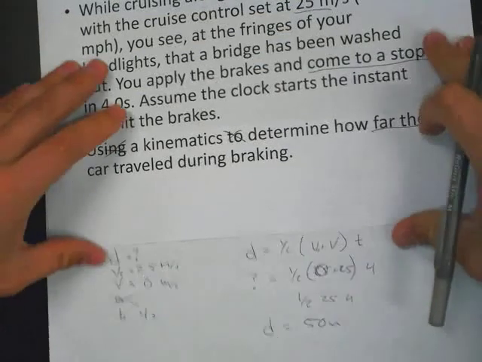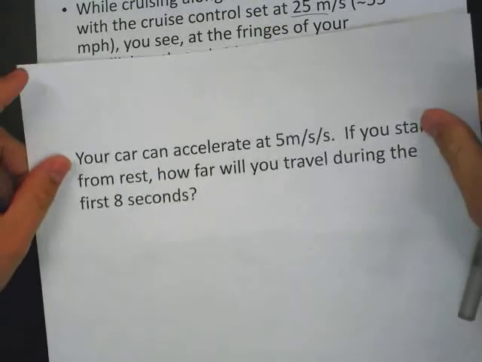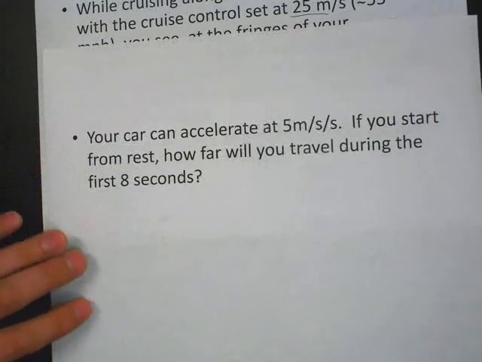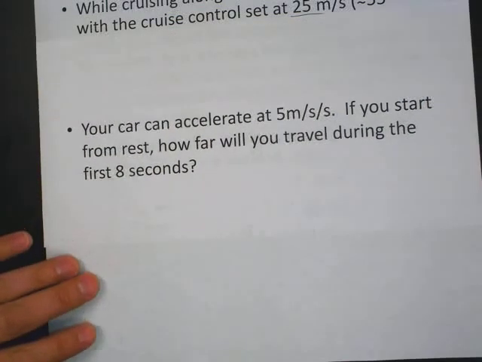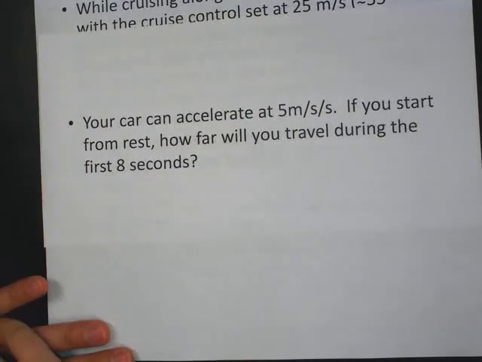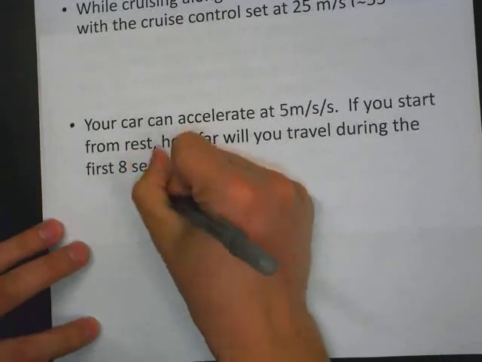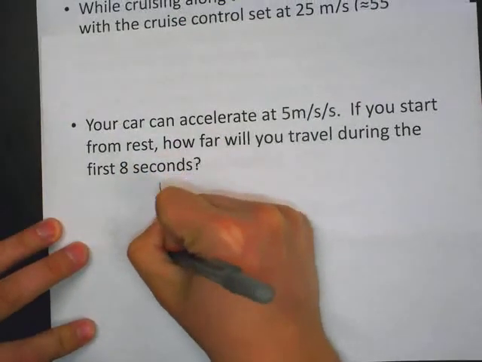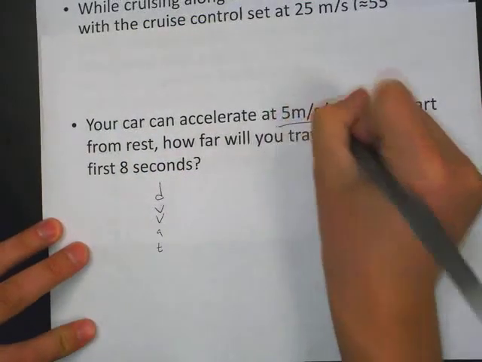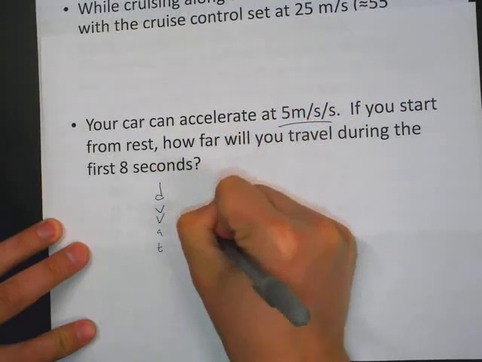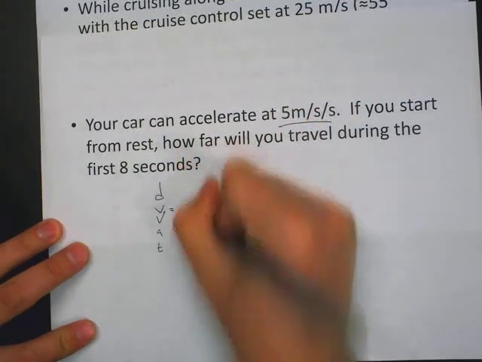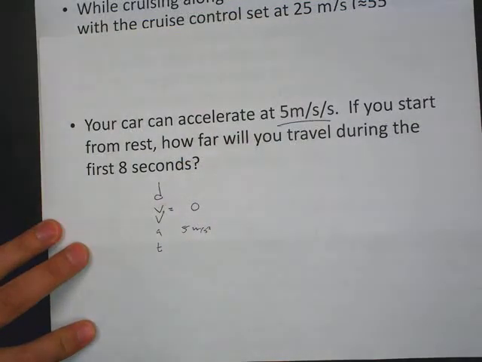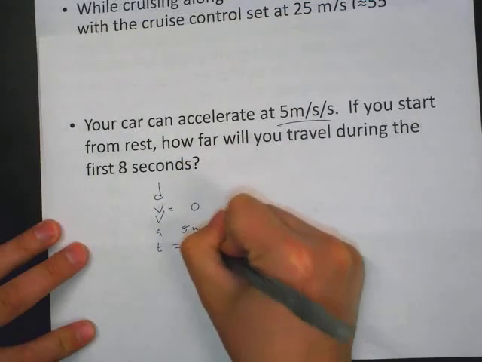There's a part 2 to this question. Your car can accelerate at 5 meters per second. Never mind, this is not part 2, this is a completely different problem. If your car can accelerate at 5 meters per second squared, starting from rest, how far will you travel during the first 8 seconds? So d, v, v naught, a, t. I know my acceleration is 5. I know I'm starting from rest, so that's a hidden variable: my v naught is 0. I want to know what happens in the first 8 seconds.